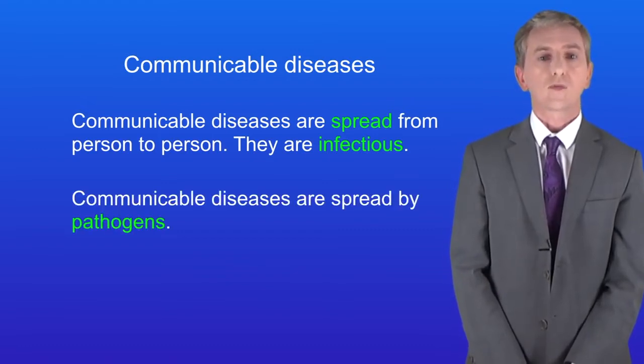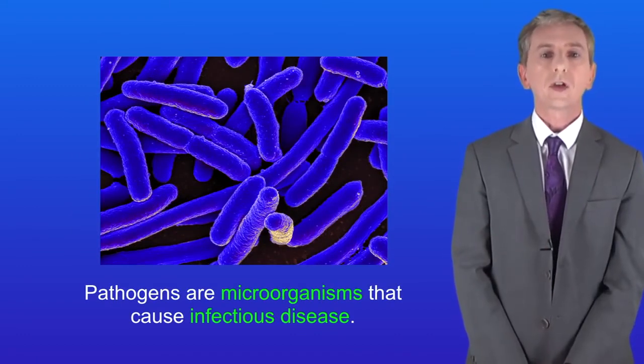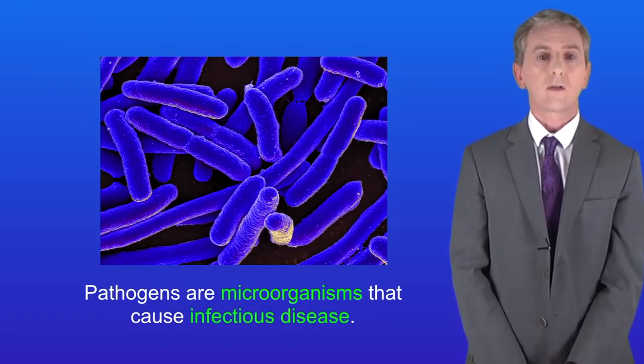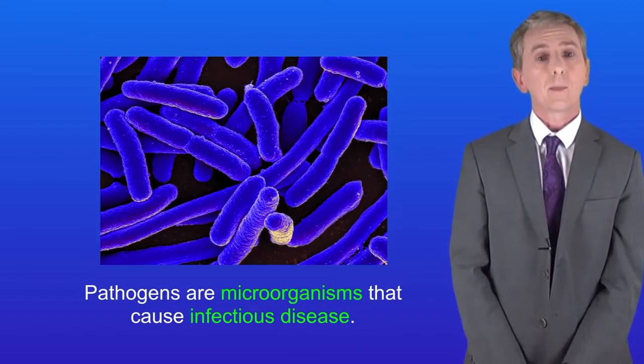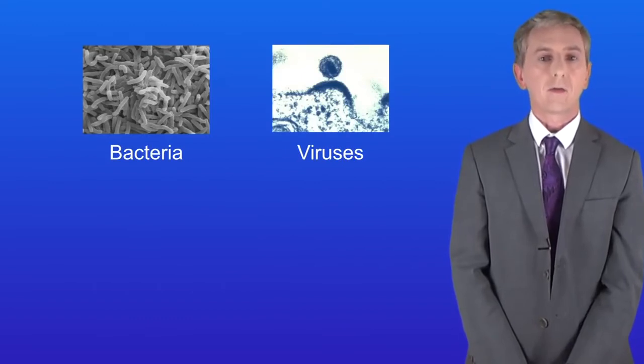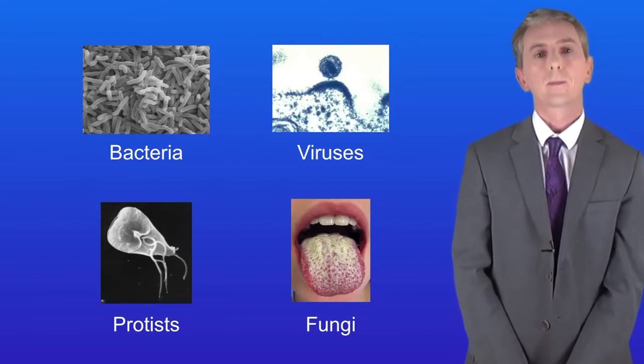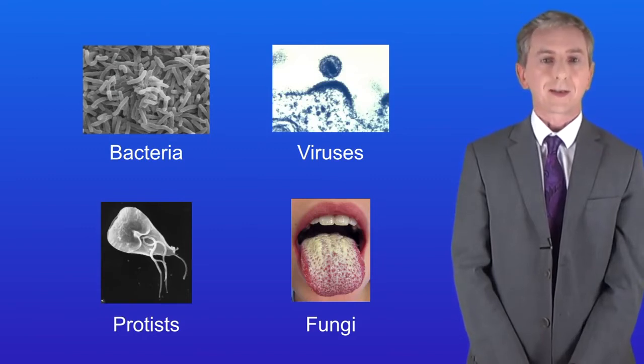Now, these diseases are spread by pathogens, and I'm showing you the definition of the word pathogen here. Pathogens are microorganisms that cause infectious disease, and it's really important that you learn that definition. Pathogens include bacteria and viruses, which we're looking at in this video. They also include protists and fungi, and we're going to be looking at those in later videos. So we're going to start by looking at bacteria.